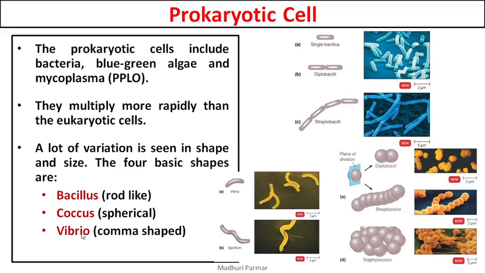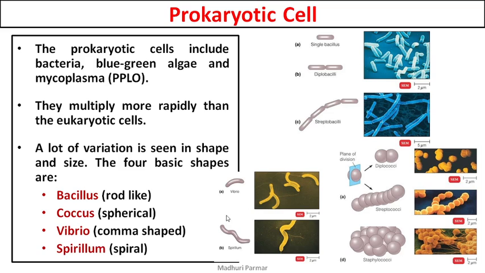Then you have Vibrio. Vibrio means comma. This is a Vibrio. It is not actually like a printed comma, but more like the comma you write, a handwritten comma. If you see here, it is a little bit curved. It is sort of C-shaped. So this C-shaped bacteria are called Vibrio, comma shaped. In literature it is always referred to as comma shaped bacteria or Vibrio.